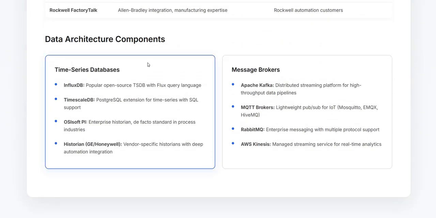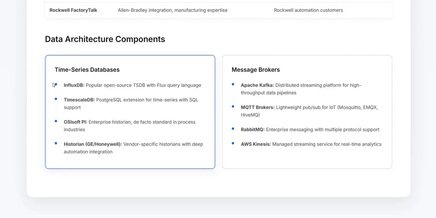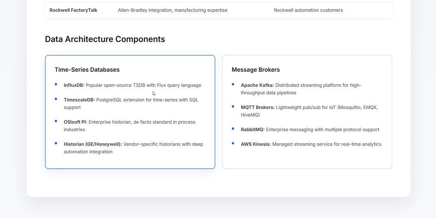And final part, data architecture components. Underneath everything, data handling components keep information usable. Time-based databases store signals efficiently, and message brokers move events reliably. And each option treats simplicity, scale, and flexibility differently. The architecture works when these choices match actual needs rather than trends.